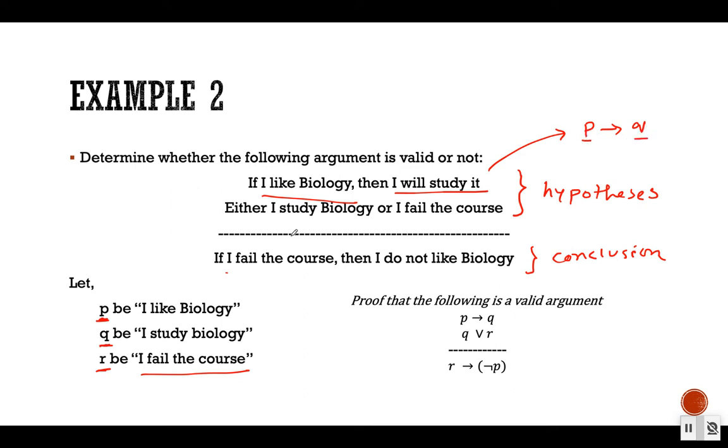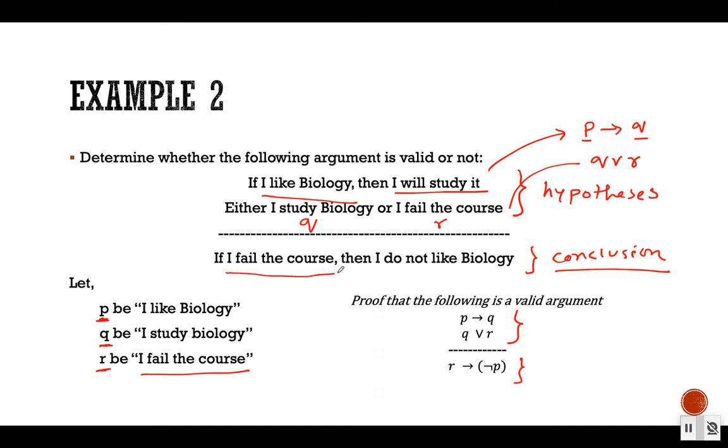Either I study biology, which is Q, or I fail the course, which is R, which is equivalent to Q or R. So that is our two hypotheses. Given these two hypotheses, I have to find out whether the argument is valid or not, which is the conclusion. So we have to find out whether this conclusion is true or not. When the hypotheses are true, our conclusion has to be also true in every case.